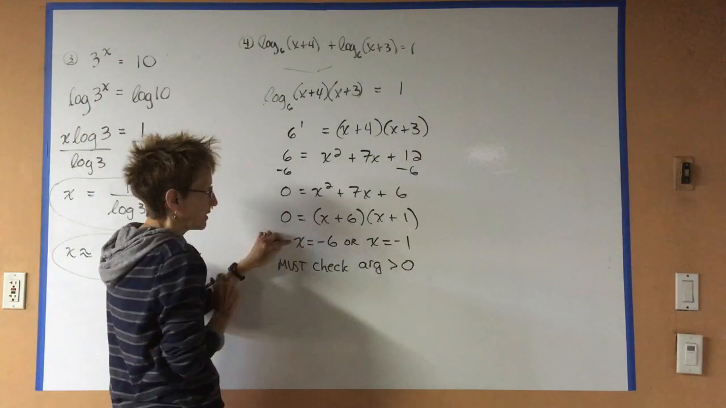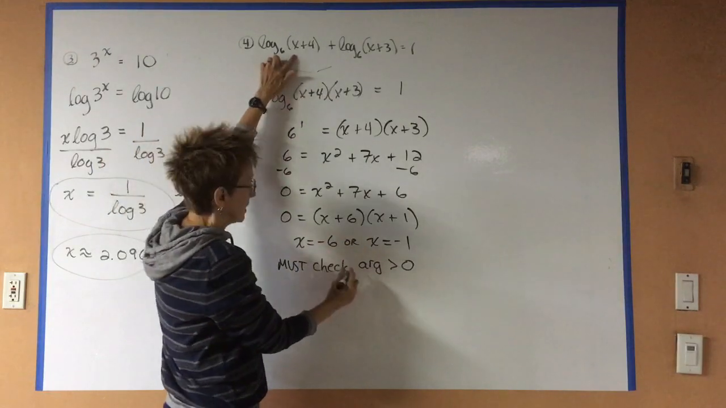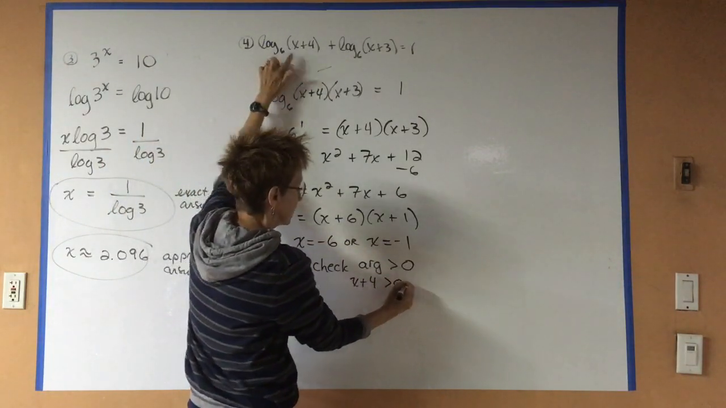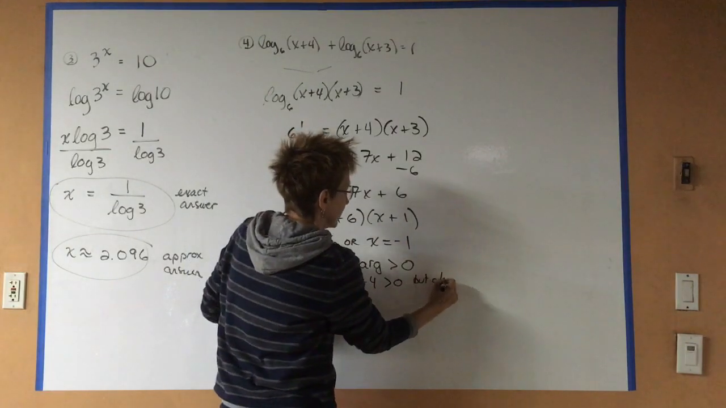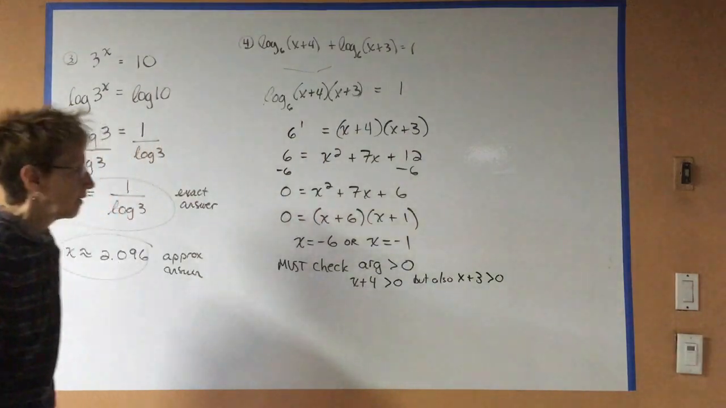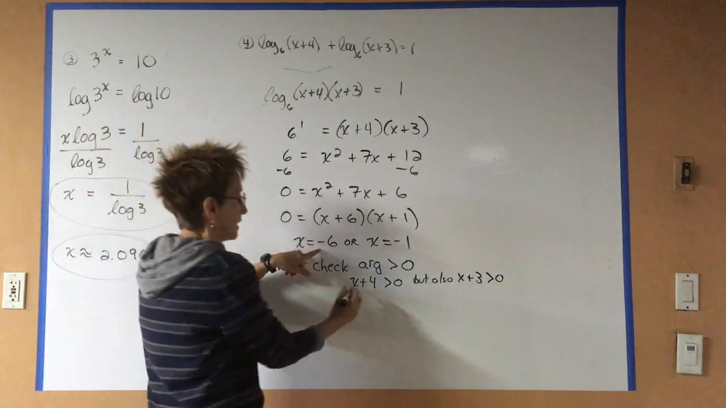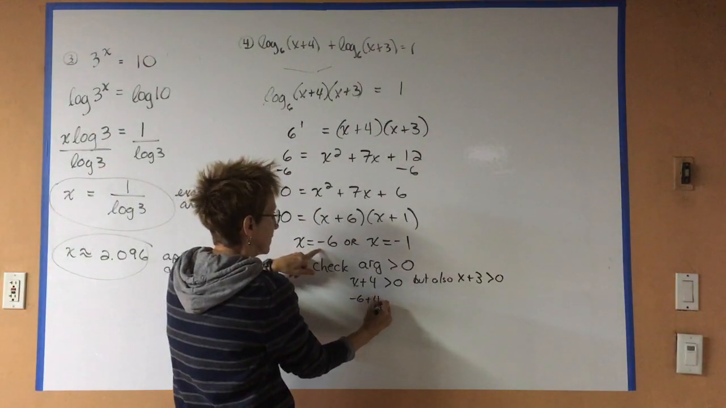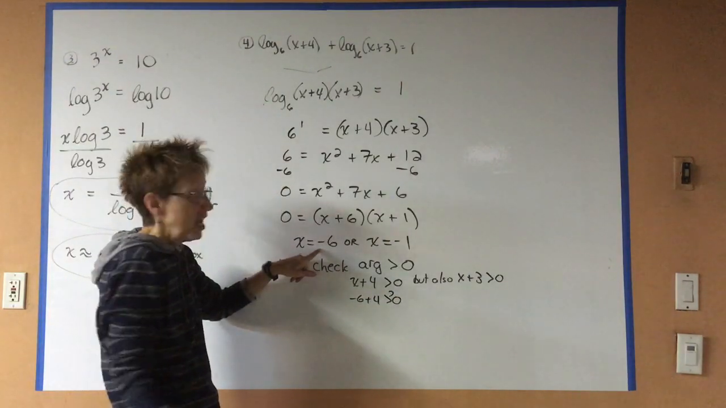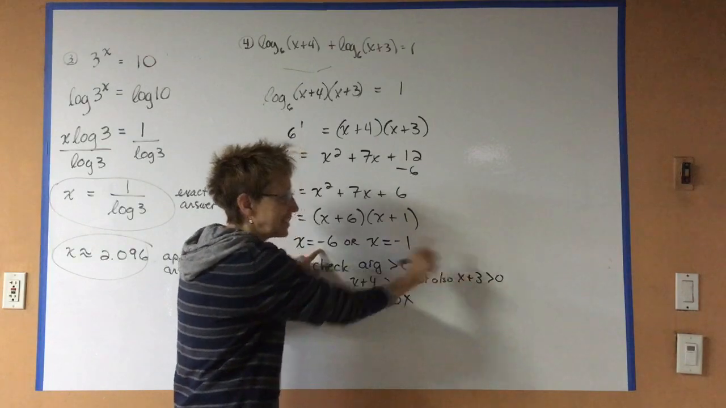So let's grab negative 6. So I put negative 6 into, in other words, the argument here is x plus 4 greater than 0, but also I have to check x plus 3 greater than 0. I've got two arguments to check. So let's put negative 6 in. If I put negative 6 in here, is negative 6 plus 4 greater than 0? No. I don't even need to check that one.